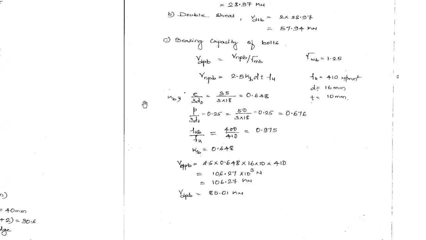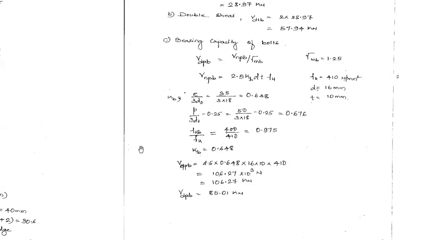Okay, so one more factor you have is KB, which depends on these three ratios: e by 3d naught, p by 3d naught minus 0.25, and fub upon fu. Out of these three, the least one we are going to take as our KB value. So in this, what we come across is 0.648 is the lowest value of KB among the three ratios. So KB is 0.648.